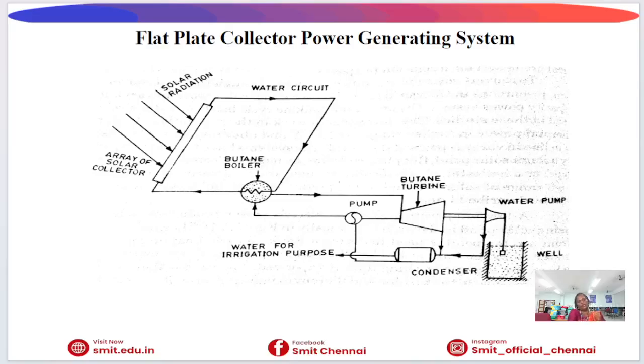In addition to heating water, flat plate collectors can also be used for power generation systems. In such systems, the heat collected by the flat plate collector is transferred to a working fluid through the heat exchanger. The heated fluid then helps produce vapor that drives a turbine. The turbine rotates a generator which produces electrical energy.